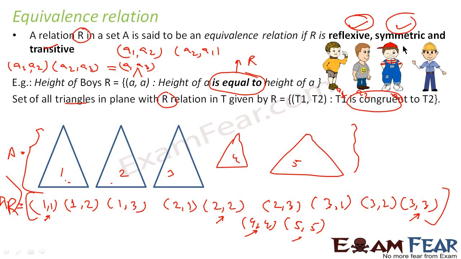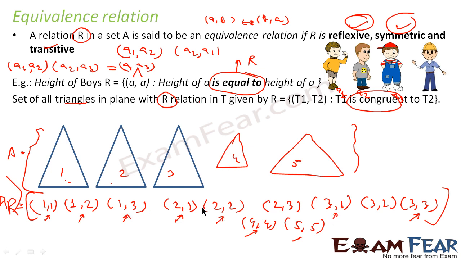For a relation to be symmetric, what we told is, if let's suppose A and B exist, then B and A also should exist. Correct? That is symmetric. So if you see 1, 2 is there, so 2, 1 also exists. So 1, 2 is there, 2, 1 is also there. So this pair is there.